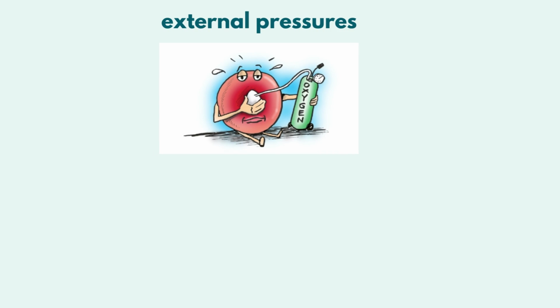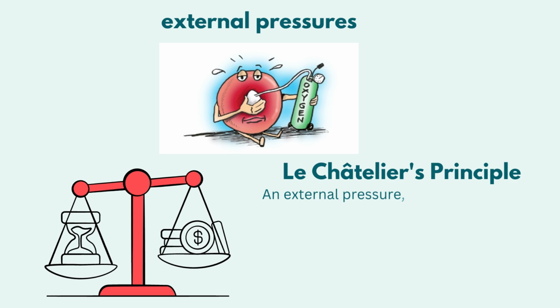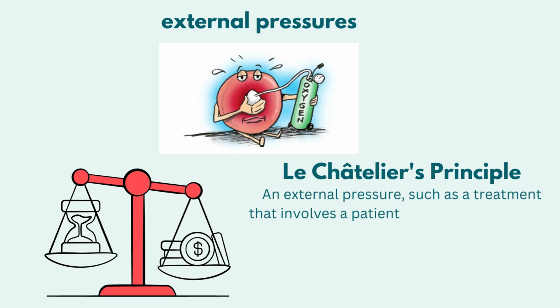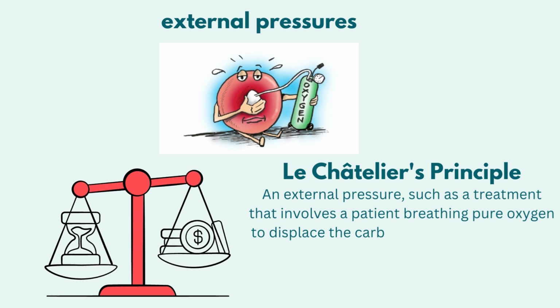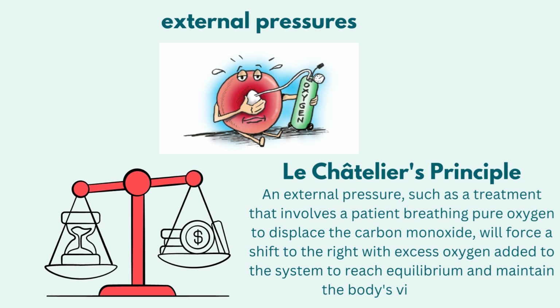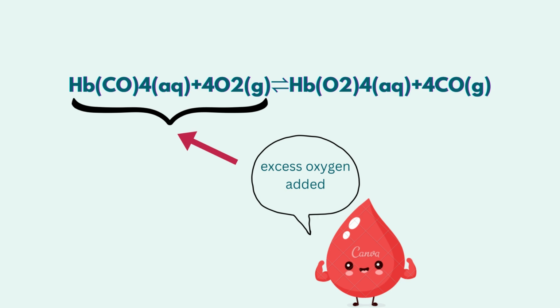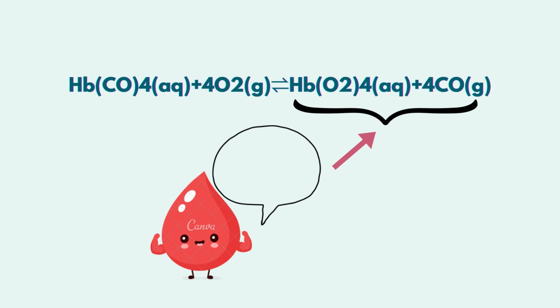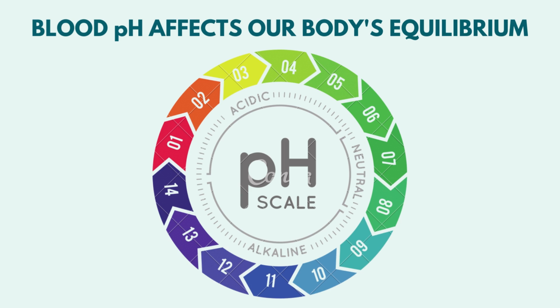This is an example of Le Chatelier's principle. An external pressure, such as treatment that involves a patient breathing pure oxygen to displace the carbon monoxide, will force a shift to the right, with excess oxygen added into the system to reach equilibrium and maintain the body's vital processes. And you can see this in this equilibrium equation. You can see that there's excess oxygen added to the hemoglobin with carbon monoxide on the reactant side, forcing a shift and forming hemoglobin that binds with oxygen instead on the product side.